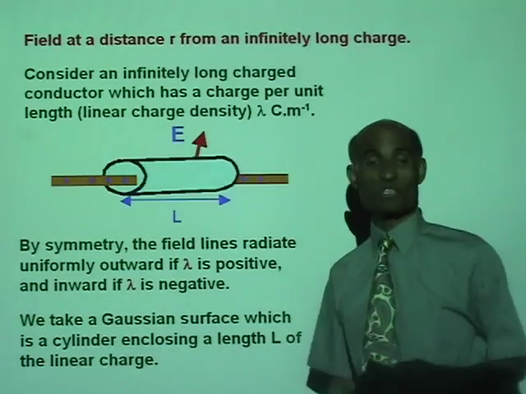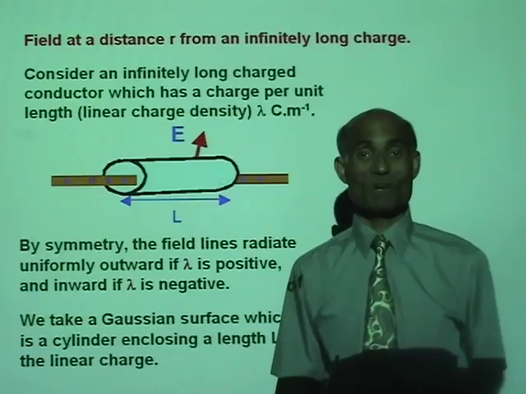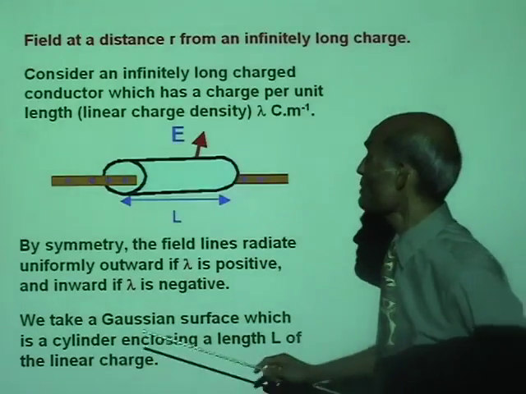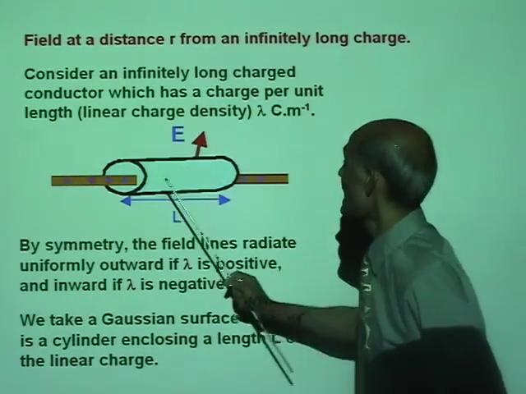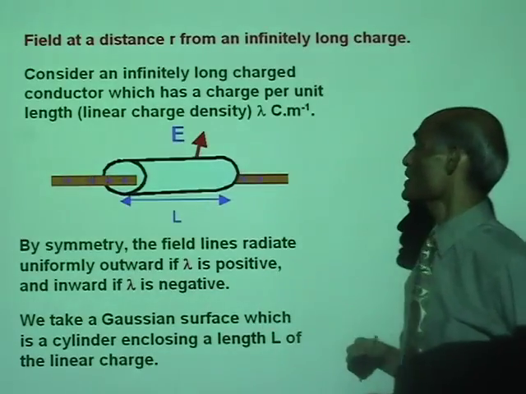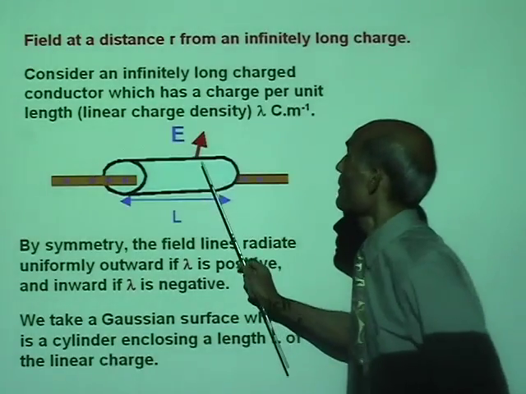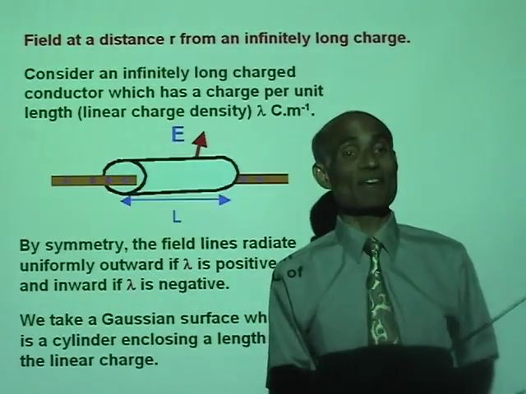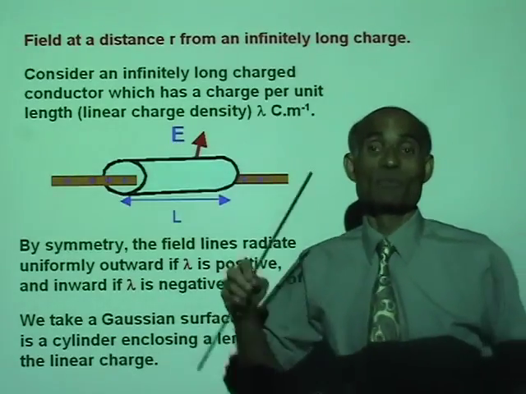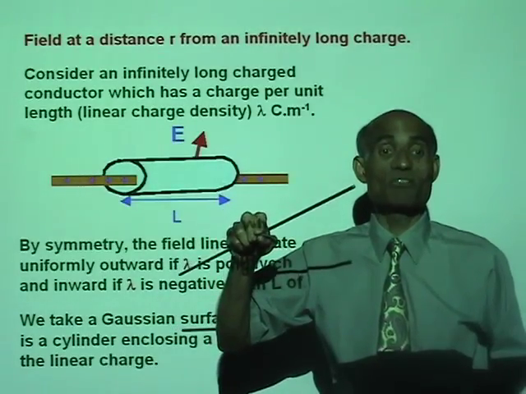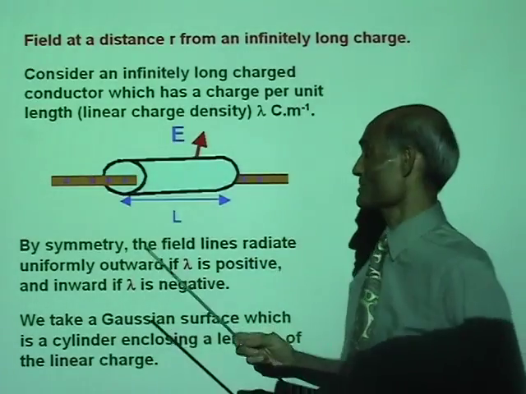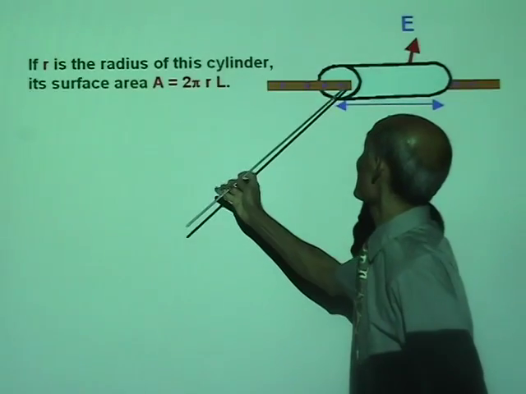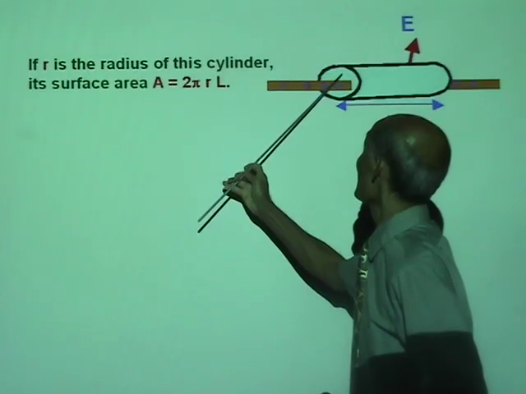Now we take a Gaussian surface, that is the beginning. If you want to find the electric field at a point, we take a Gaussian surface which is a cylinder enclosing a length L of the linear charge. And on the surface of that Gaussian cylinder is the point where we want to find the electric field. And that is the important thing. The point where we want to find the electric field must be on the Gaussian surface. Alright. Now if R is the radius of the cylinder, that's the radius.